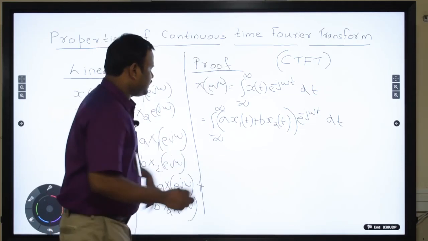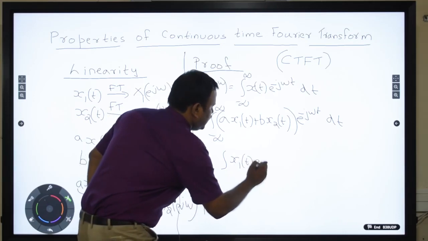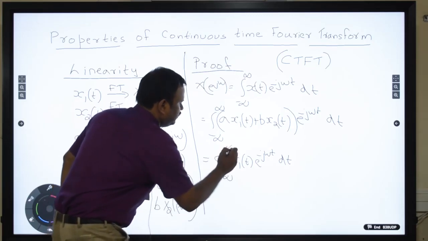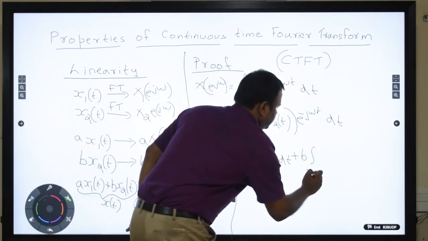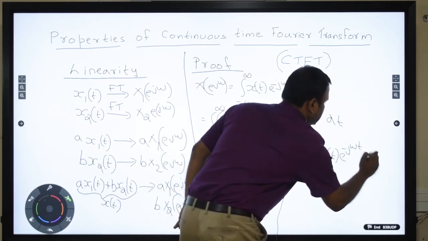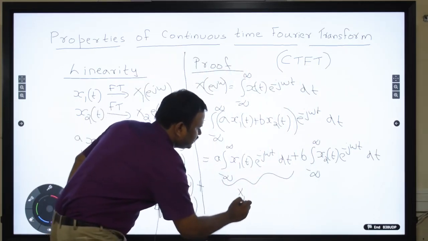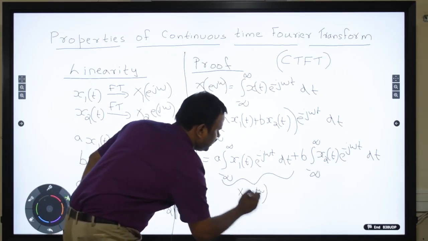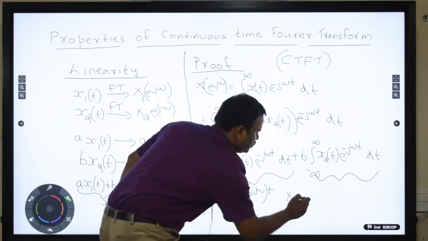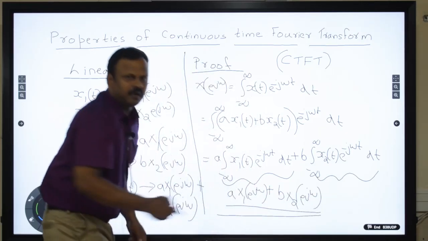Now, opening the bracket and splitting the integration, we have a, the constant coming out of the integration, times integral x1 of t e raised to minus j omega t dt, plus b times integral from minus infinity to infinity x2 of t e raised to minus j omega t dt. If you look at this, it is nothing but the Fourier transform of the signal x1, which is X1 of e power j omega, multiplied by a, plus the Fourier transform of the signal x2, which is X2 of e power j omega, multiplied by b. So, that completes the proof for linearity.